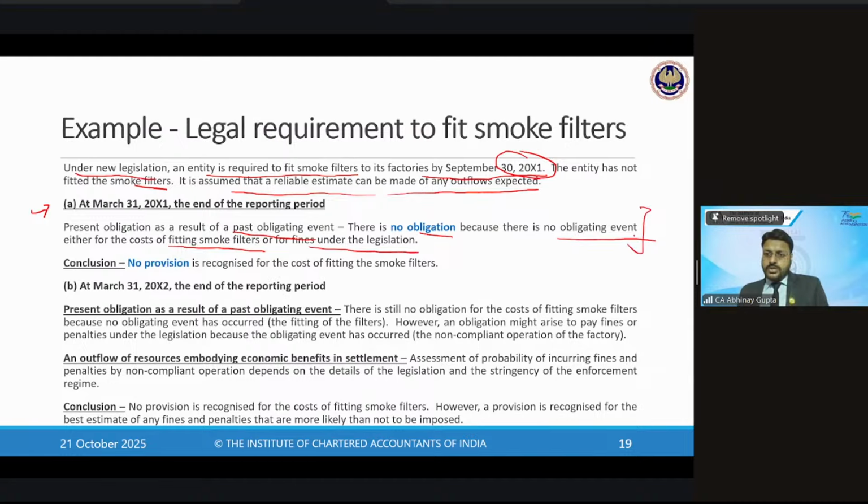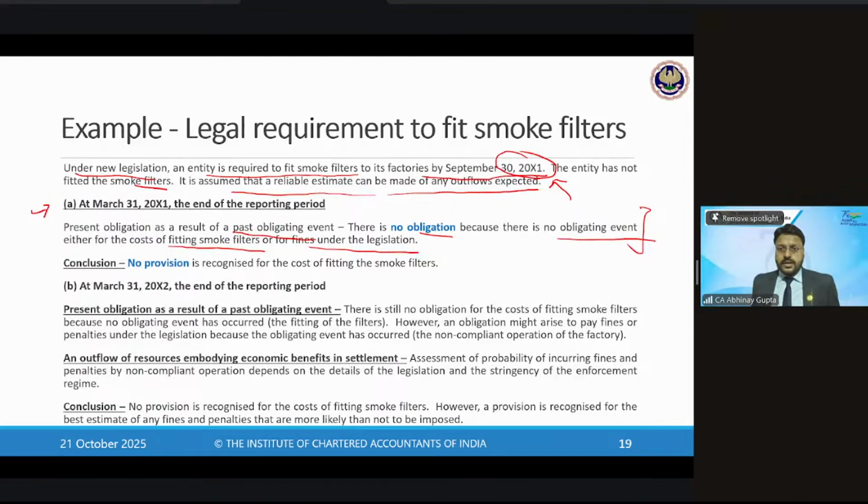Why? Because the deadline given by the legislation is 30th September, and we are preparing the financials for the 31st March year end, right? So by 31st March, even if the company has not fitted the smoke filters, they still have 6 months to go, right? So a penalty cannot be levied under the legislation, right? So there wouldn't be any past event. The default of the legislation would be the past event. That default has not yet occurred because there are still 6 months to go to comply. Yes or no?